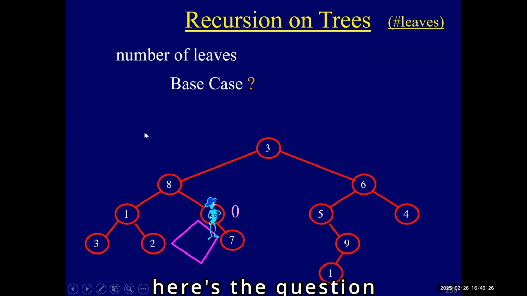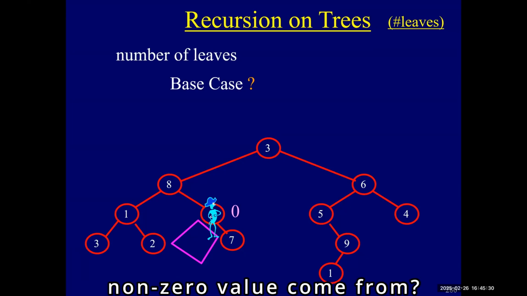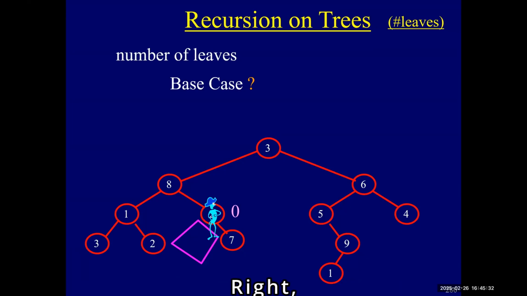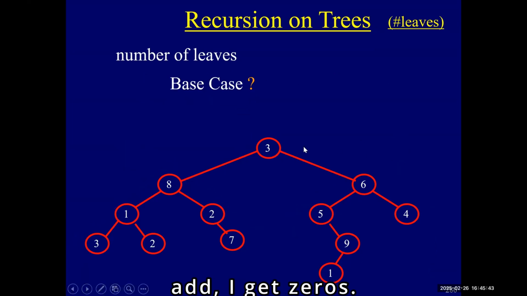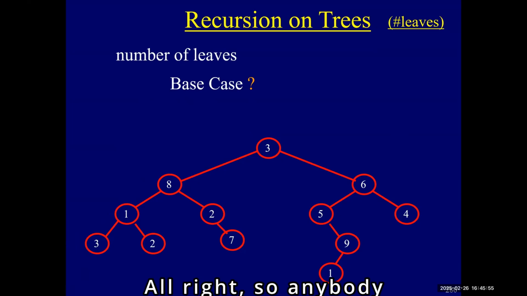All right, so here's the question about this code: where does the first non-zero value come from, right? Because here, I take answers and I add them. That's not producing the first non-zero, is it? I start with 0, and then I add, I get zeros. I get zeros all the way, right? So this thing is going to return 0. You hear what I'm saying? All right, so anybody know how to fix it?